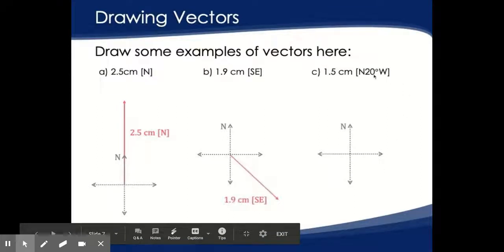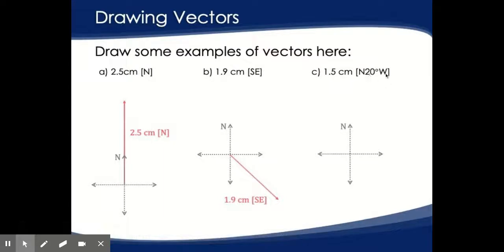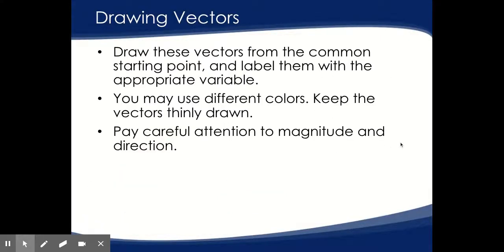On C, you have a specific angle given. So this is 20 degrees west of north. So we are west of north, so we know we're going to be in this quadrant here. We're going to measure 20 degrees over. So 20 degrees west of north, somewhere right in here. So you would measure that with your protractor and then draw the line 1.5 centimeters long. Okay, so this is 20 degrees west of north.